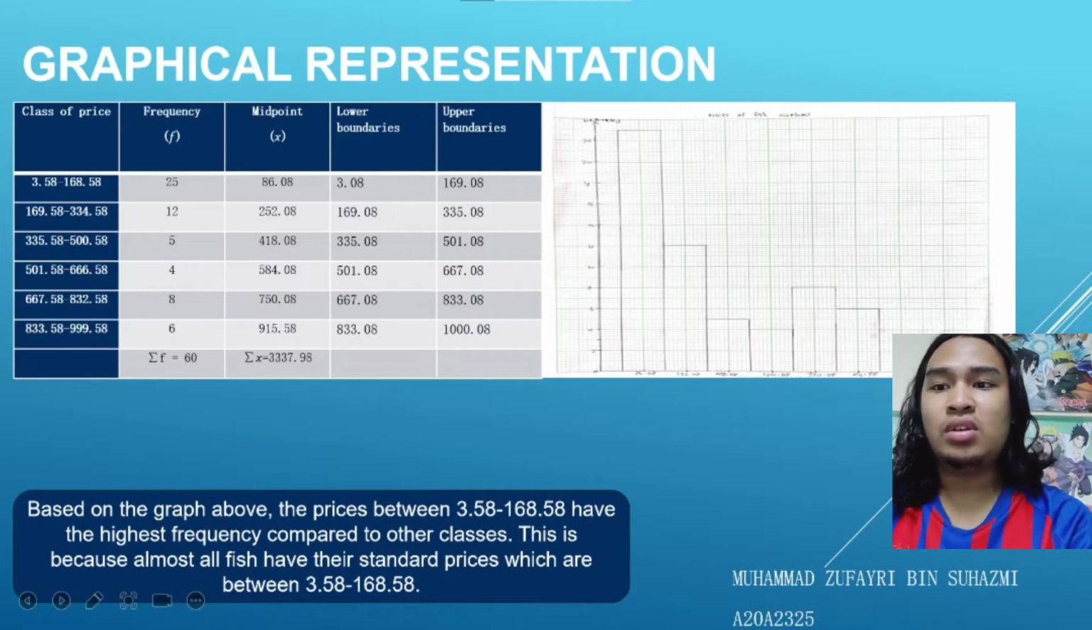This leads to the consequence where people have high demand for some species, resulting in increasing prices. The lowest frequency in the graph is 4. It is because people in some places are not familiar with that species, so the price is not too high. Due to the limit of this species, the price is not too low.